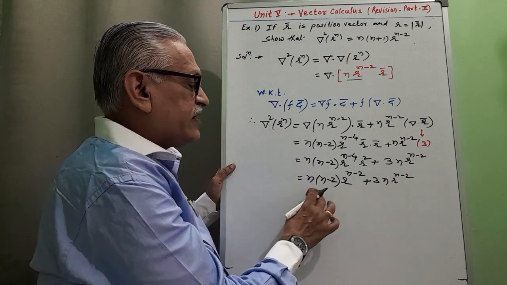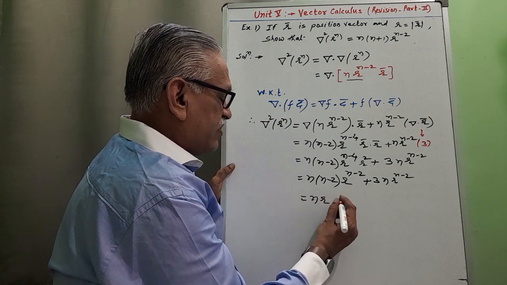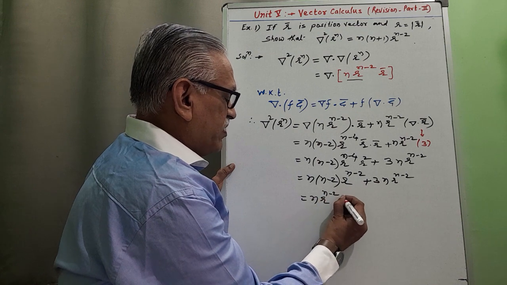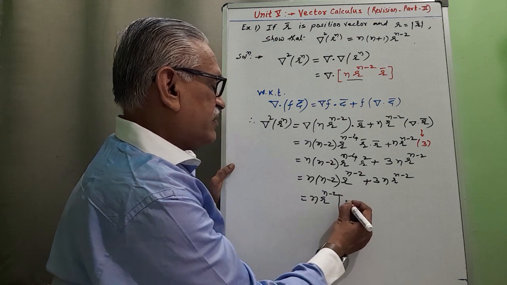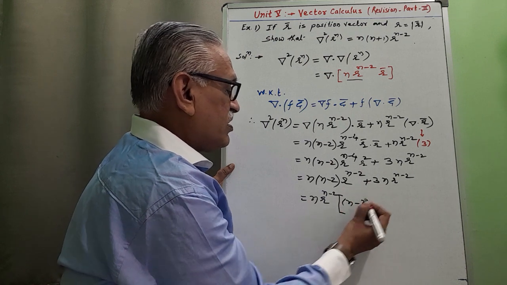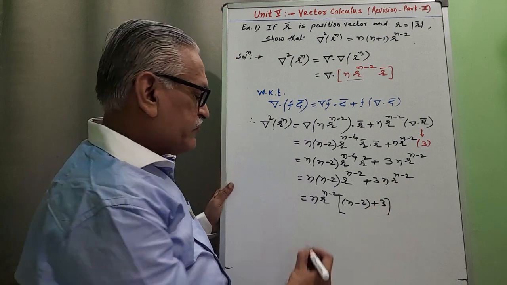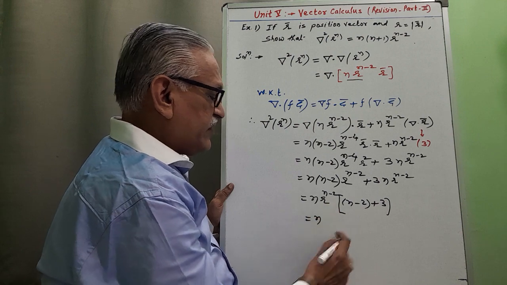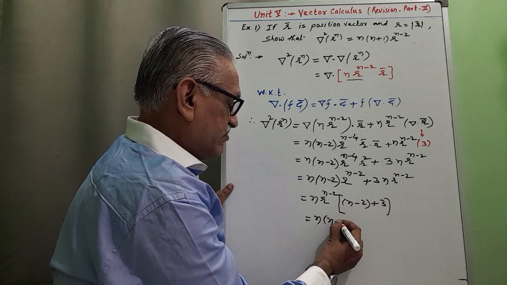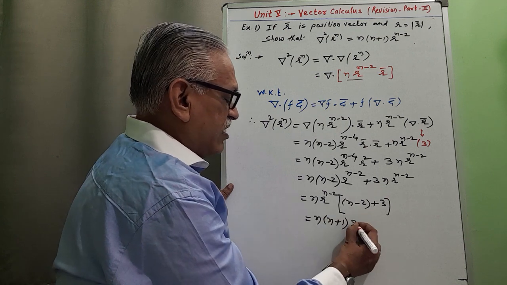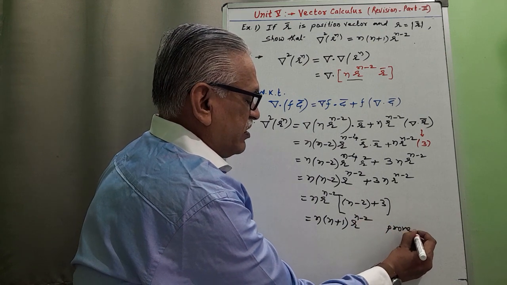From these two terms I can take n r raised to n minus 2 common. Remaining terms are here n minus 2 and here it is 3, and therefore simplifying it we get the required result: n minus 2 plus 3, which is n plus 1, into r raised to n minus 2. Hence the result is proved.